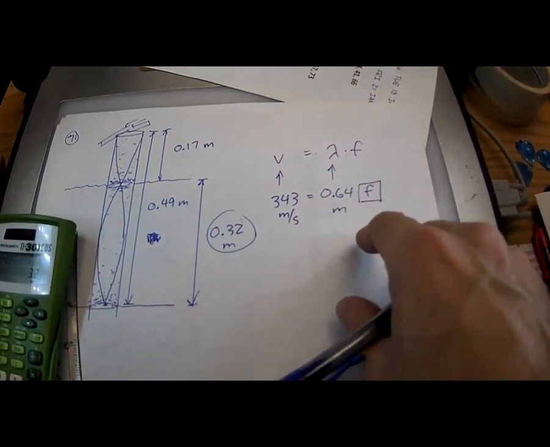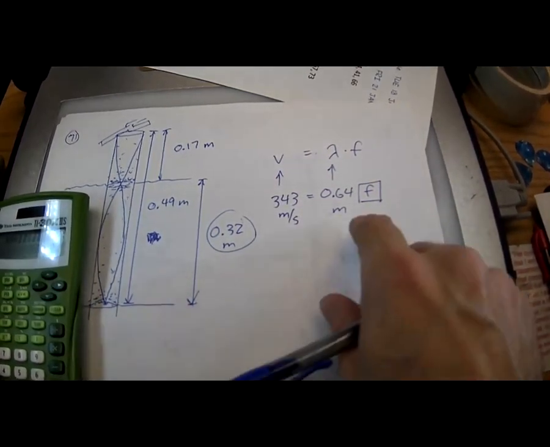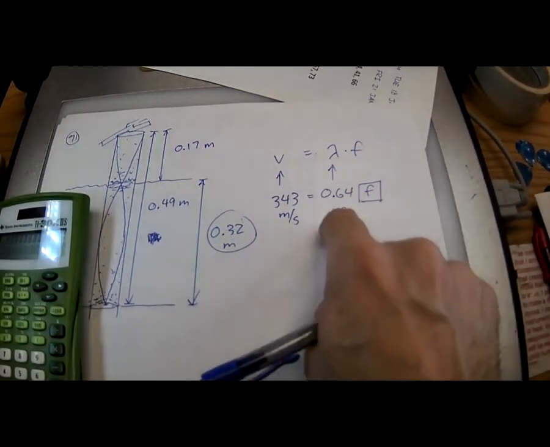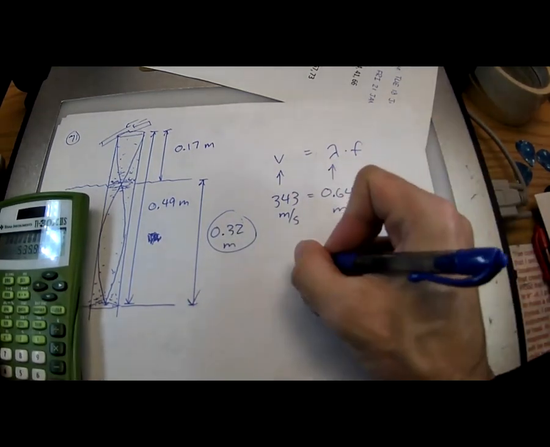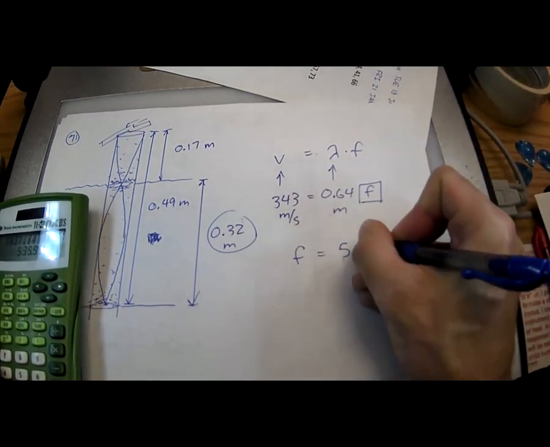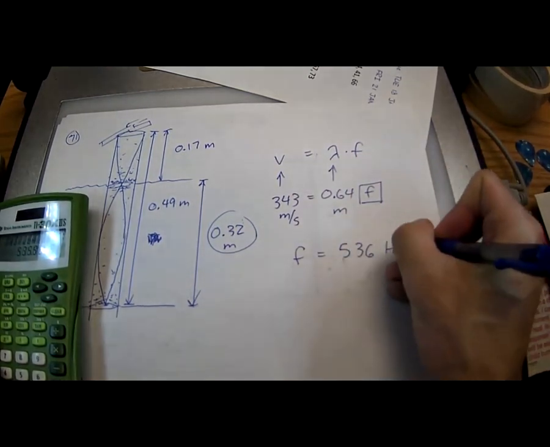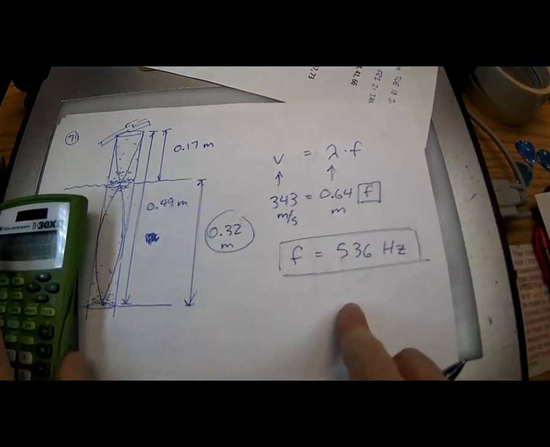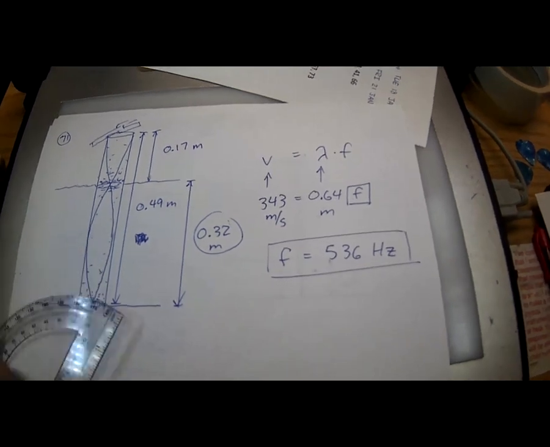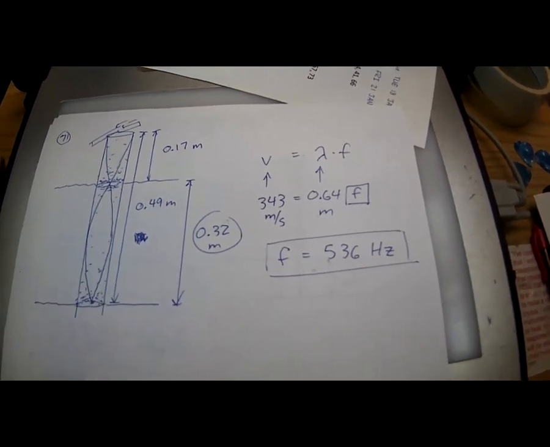So I've gone through a few steps at this point, but we're real close to the end of this problem. All I have to do algebraically is divide by the wavelength. 343 divided by 0.64 meters. I'm looking at a frequency of 536 hertz, which I Googled earlier, and I think that's pretty close to a C note. So maybe kind of close to middle C, I think.